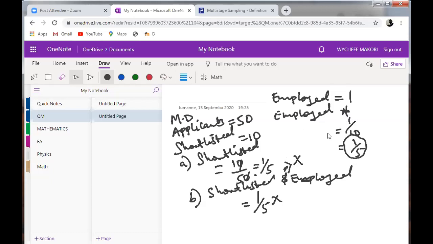Somebody can come here and argue this. The way you have argued here is 1/10. It's actually one person out of the 10 shortlisted. Somebody might think it is going to be maybe one out of the 50 applicants. Now I put it as a question. Between 1/10, which is 1 out of the 10 shortlisted, and 1 out of the possible applicants, which one should we use?